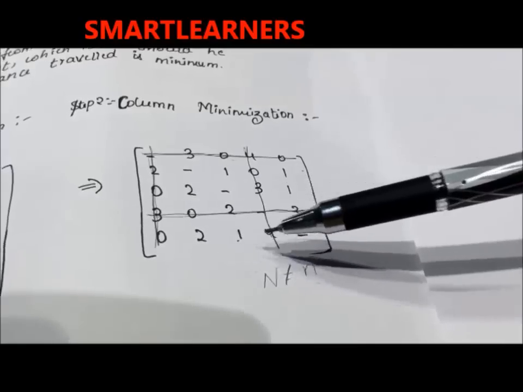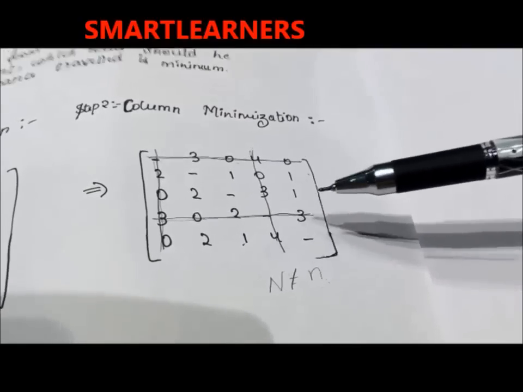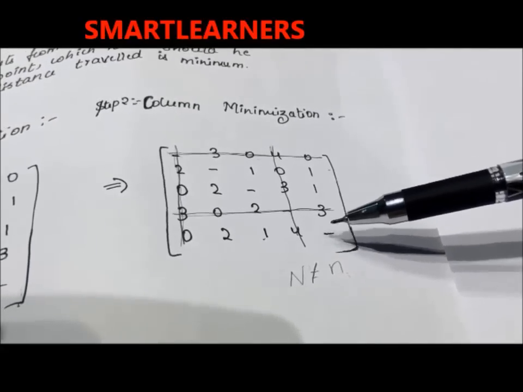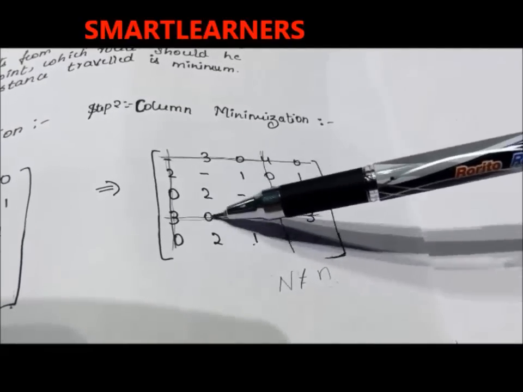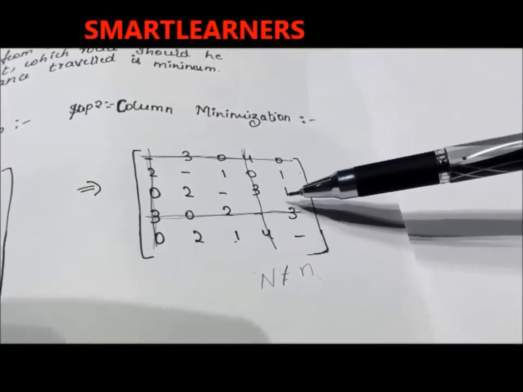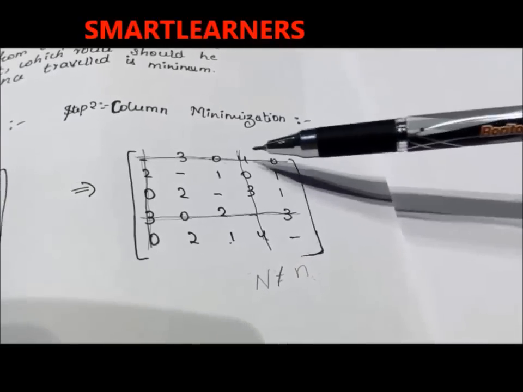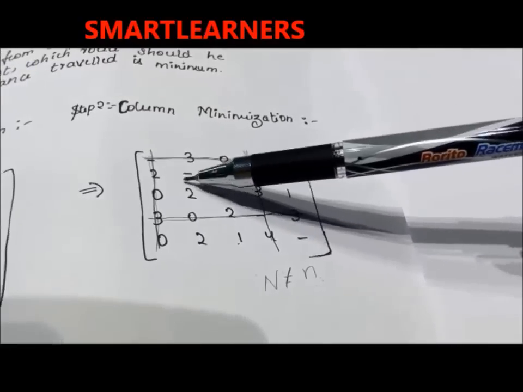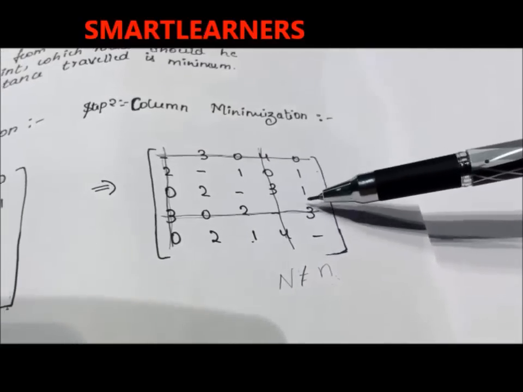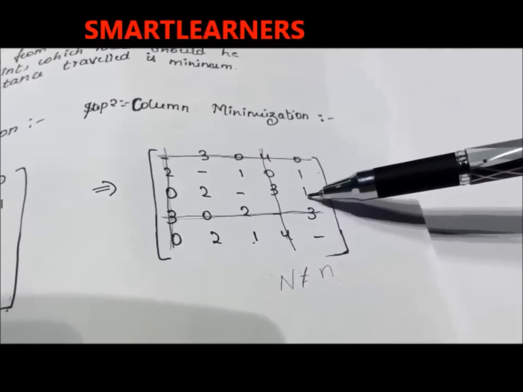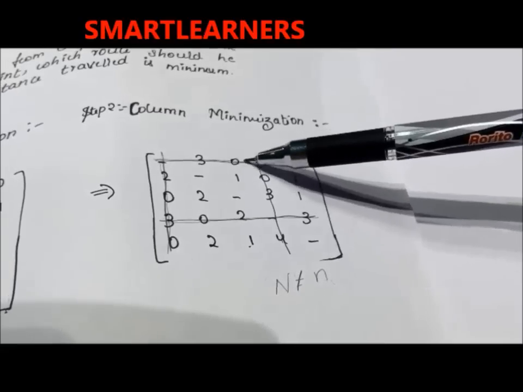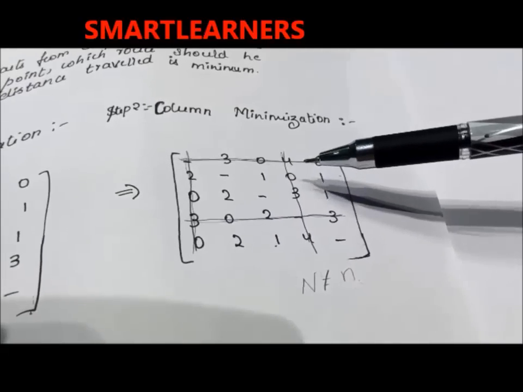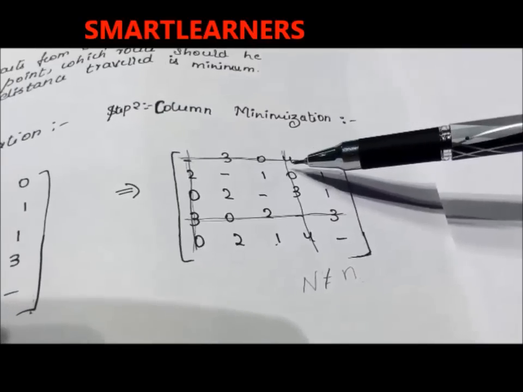Now the elements uncovered by the line should be observed and the least one among them has to be chosen. Okay, so which is the least among the uncovered elements? In our case 1 is the least element among the uncovered elements. So we have to subtract 1 from every uncovered element. And we have to add 1 wherever an intersection is happening. Here and here we have to add 1 because there is an intersection.